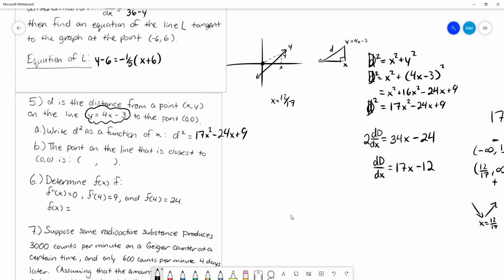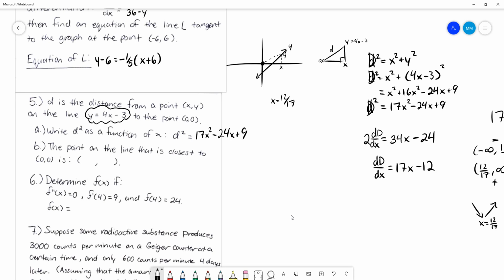Good. Which means that this line is closest to the origin when x equals 12/17. Now be careful. A lot of us plug in the x value and then plug that back into the actual distance function to figure out what that minimum distance is. But we're asking for the point on the line that is closest. So we're not looking for that distance, we're looking for what point this is when x equals 12/17.